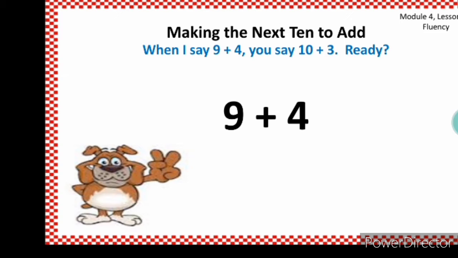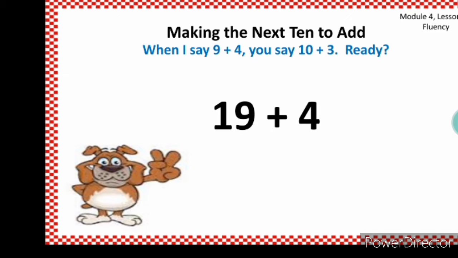And that 1 we are adding to 9, we get it from 4. So if we remove 1 from 4, we have 3. So we have 10 plus 3. And 10 plus 3 is 13. 9 plus 4 will also give us 13. So 10 plus 3 and 9 plus 4 is the same thing, just that we're making the next 10 before we add. 10 plus 3 is 13.